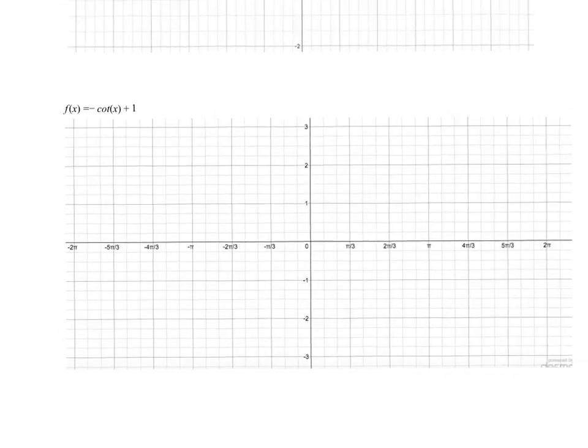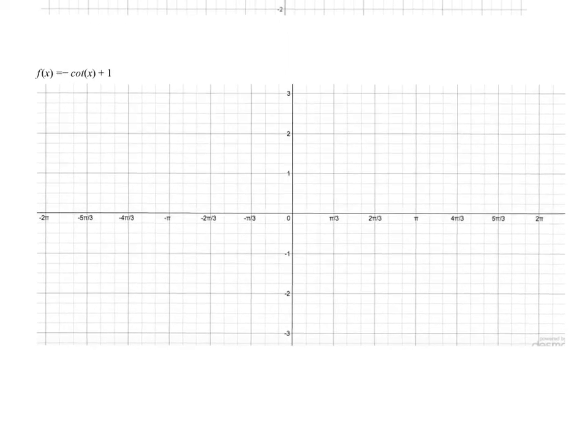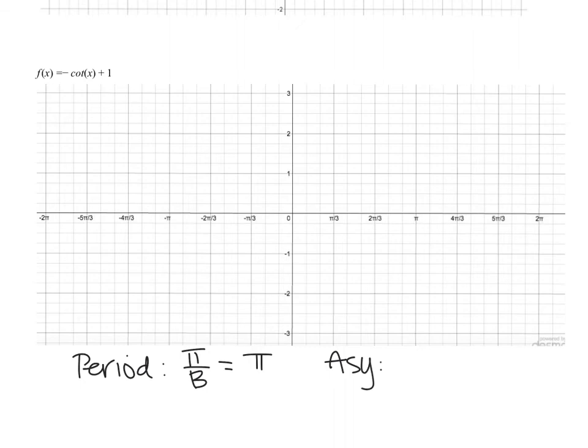So our next example is the function f of x equals negative cotangent of x plus 1. So we start with the period, which is going to be pi over b, and in this case b is 1, so we're just going to get pi as our period. And because our period hasn't changed, the location of our asymptotes doesn't change either. So those are going to be at x equals k pi. So they're going to be at multiples of pi.